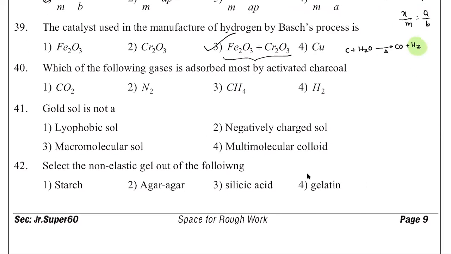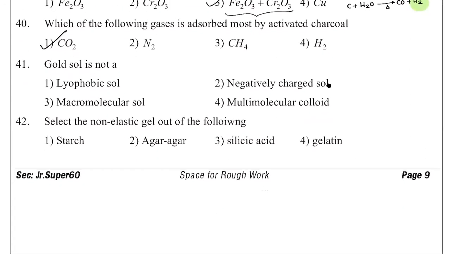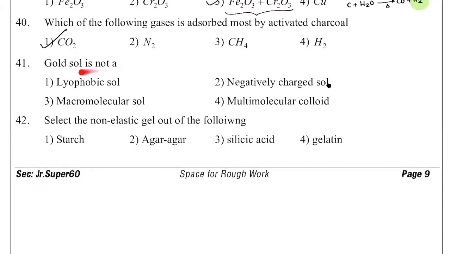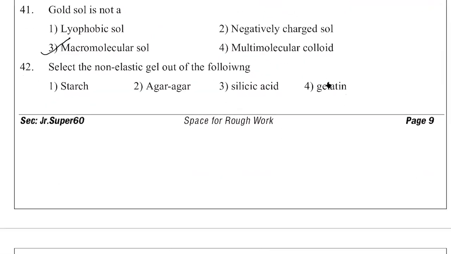Next, which of the following gases is adsorbed most by activated charcoal, right? For that, we need to check the critical temperature here. We can easily guess on the basis of molar masses that CO2 is more, so that will have more critical temperature. Next, gold sol is not what? It is lyophobic, which is correct, negatively charged, correct, macromolecular and multimolecular colloid. So this is not macromolecular, it is multimolecular. Multiple atoms would be present with an electron getting embedded in it.